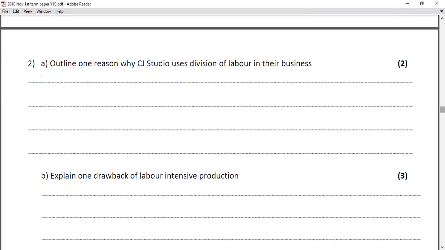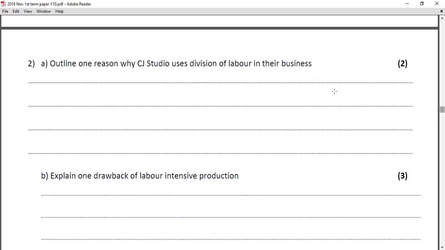Another question is there. Outline one reason why CJ Studio uses division of labor in their business. One reason why they want to use division of labor. If you use division of labor, you can organize the business. You can split the photographic services in between. In this case, the workload can be shared, like photography production work actually handled by Chris, and promotion, marketing, customer relations, administration handled by Johnny. Give the example, right? One reason and one example. The reason is the workload can be shared because of the division of labor, and you can say in this case how this happened.